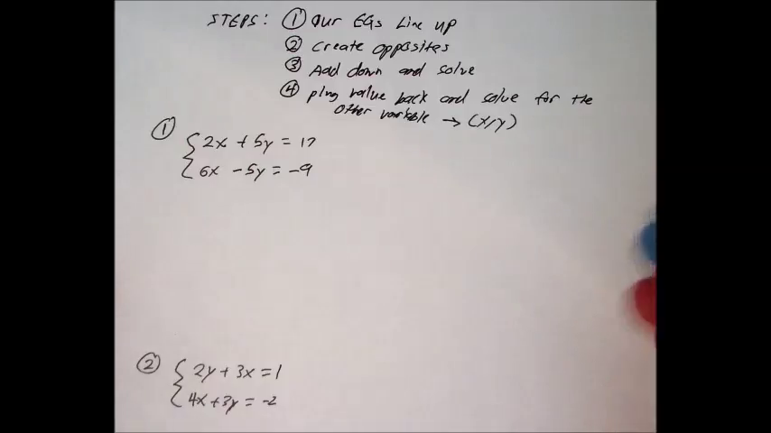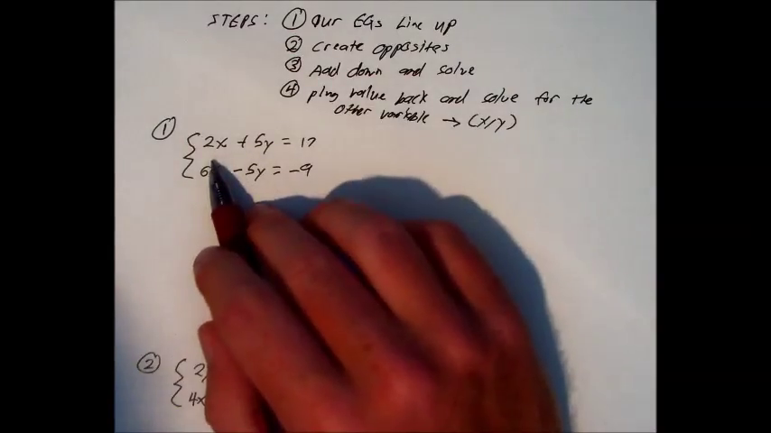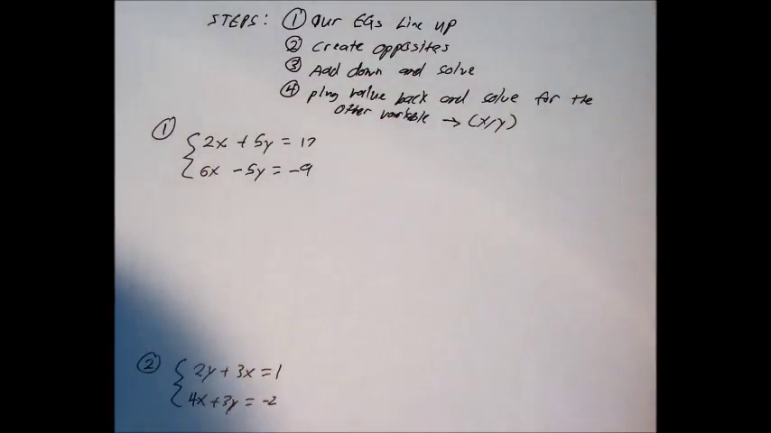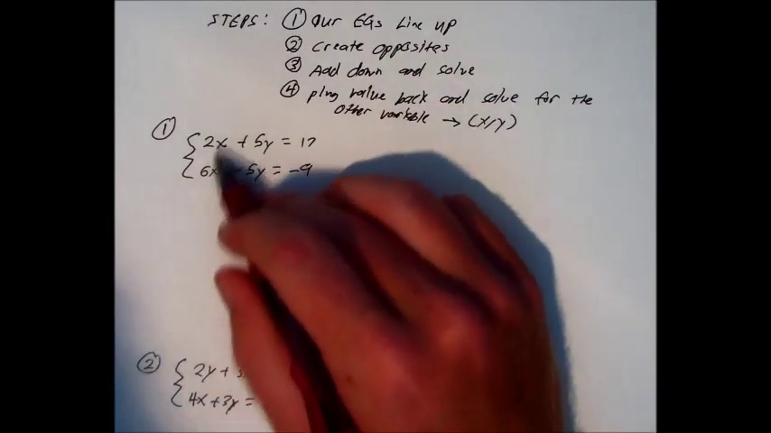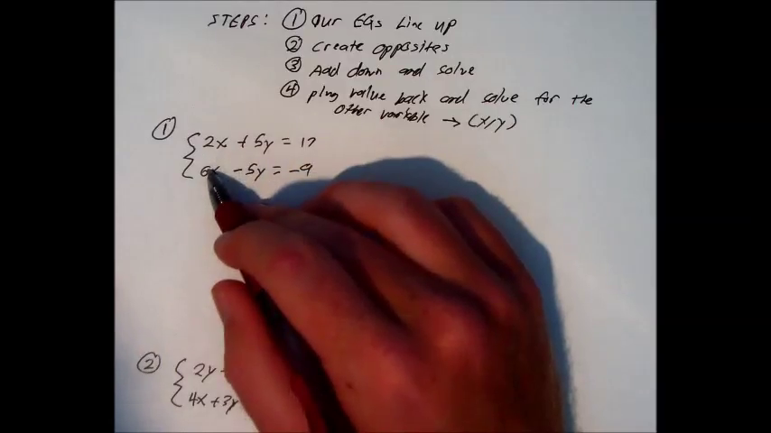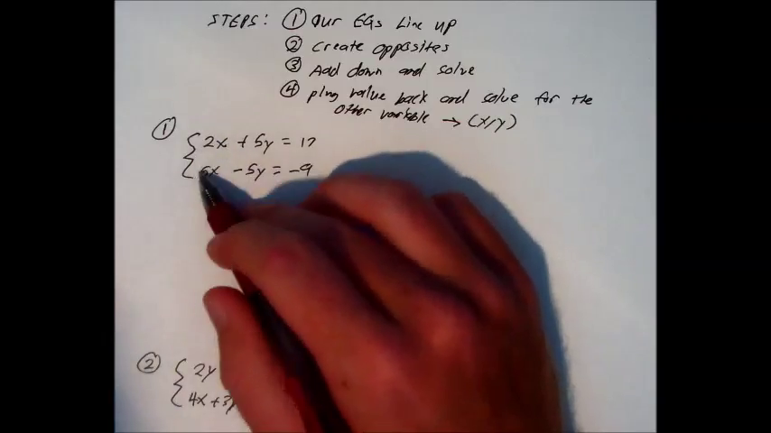Step 2, create opposites. So opposites, in other words, I want to cancel out one of the variables. I want either the x's or the y's to disappear. So notice the x's here. I have a 2x and a 6x. And if I add that together, that gives me an 8x. So those do not cancel. So that I may need to fix and change.